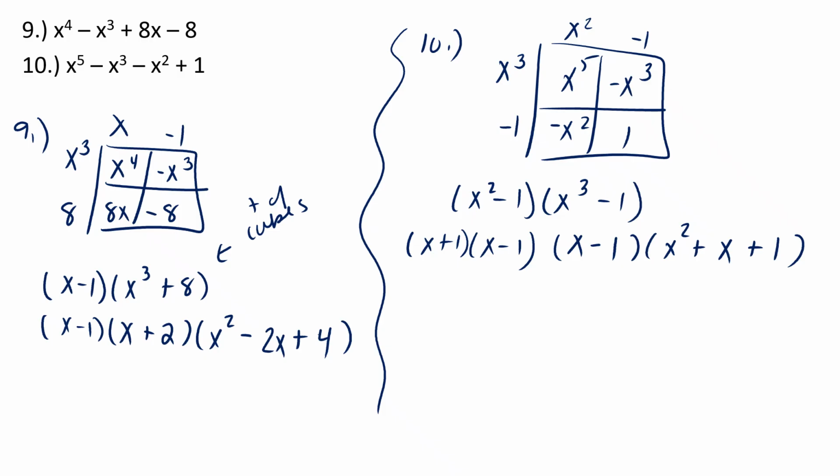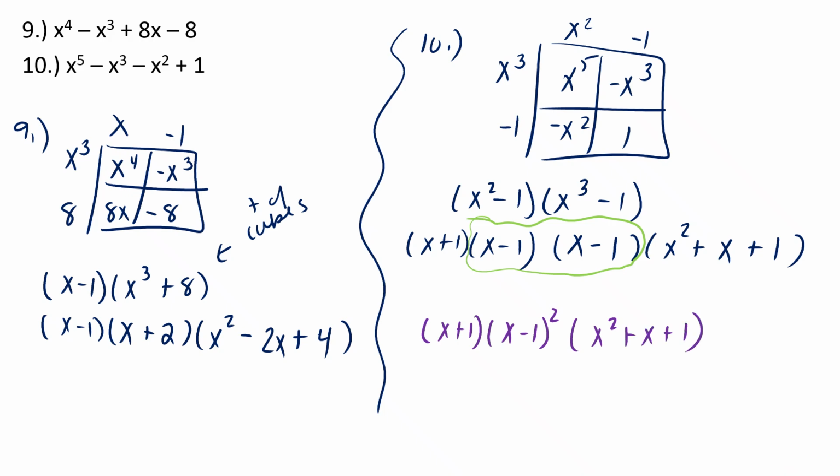Now, what I notice in doing this is I actually have this factor that appears twice. So what you might see is this: you could see the x plus 1 and then the x minus 1 squared, just showing that that factor appeared twice, and then our trinomial out there. Ta-da! Okay, so that was a lot of fun.